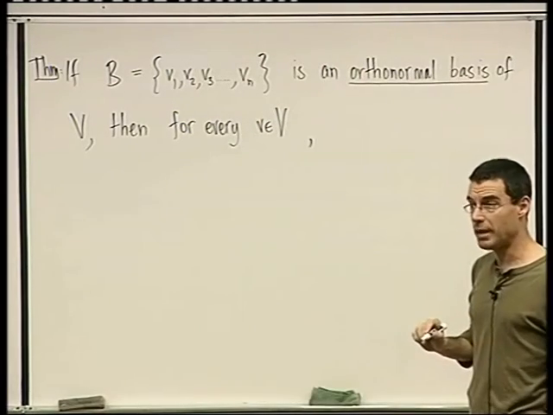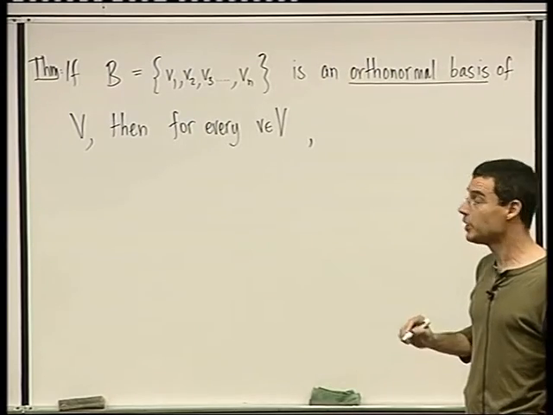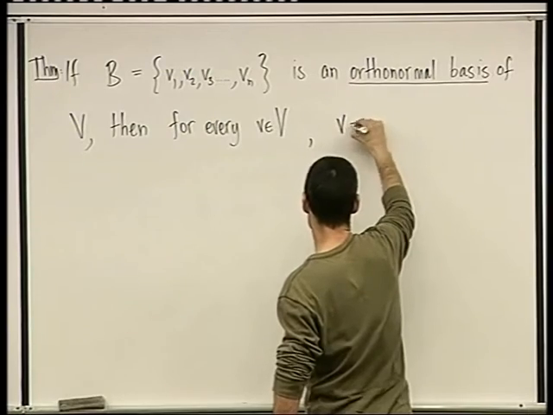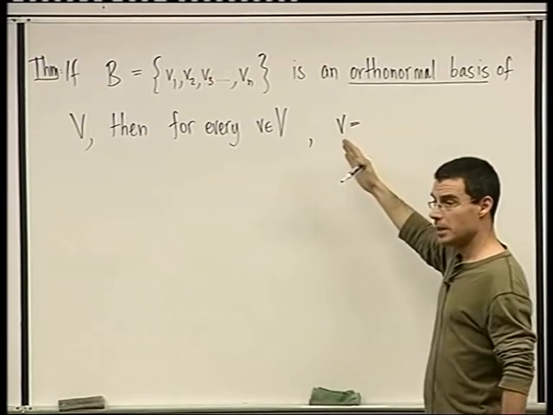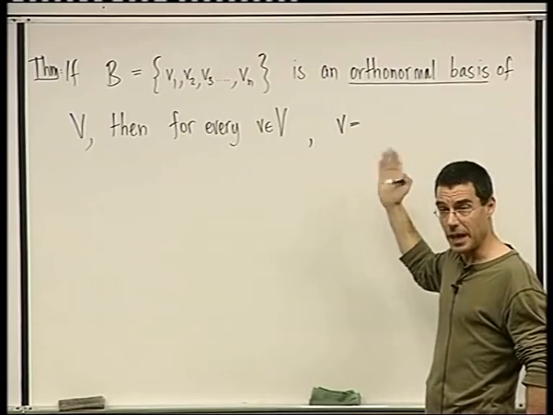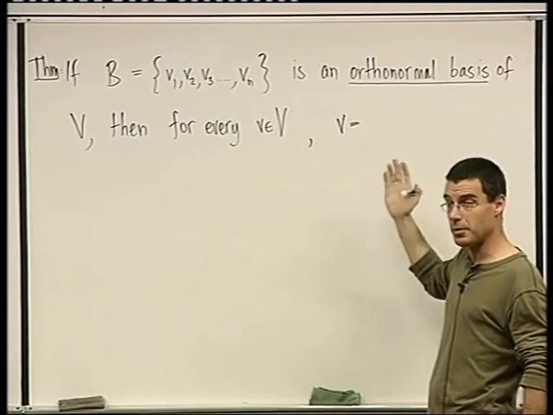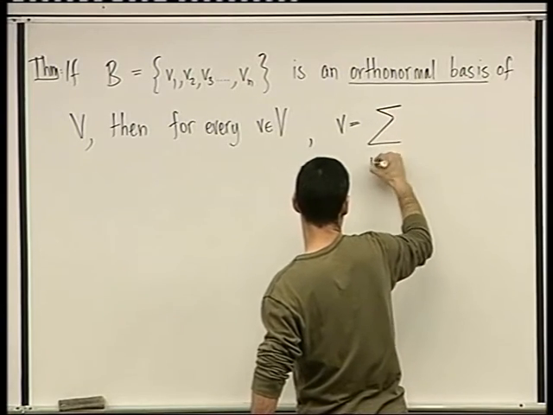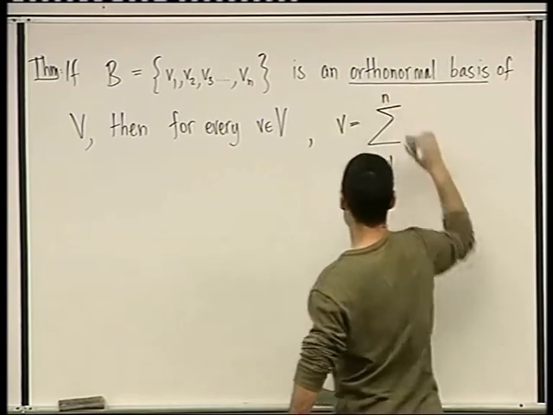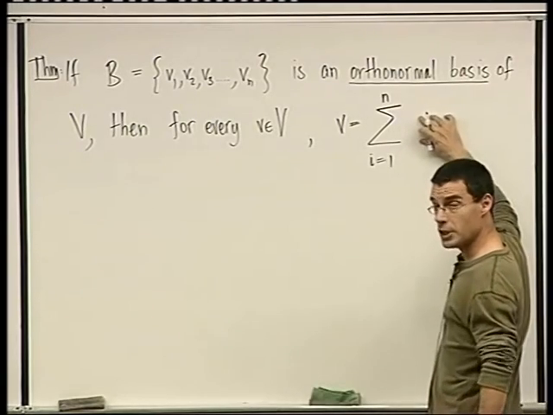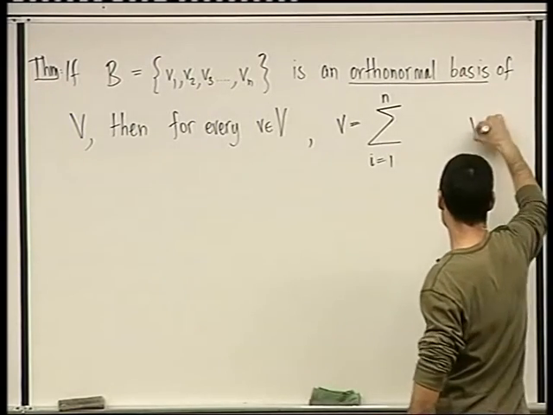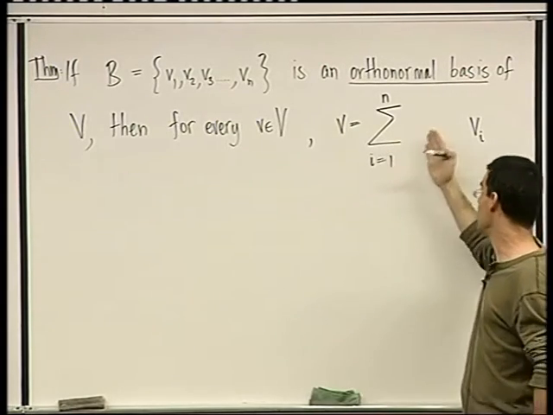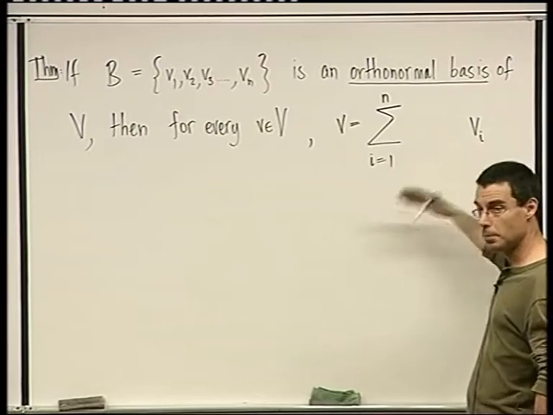I know exactly how to write it as a linear combination of the vi's, as follows. v equals the sum of alpha i's times vi's, right? Alpha 1 v1 plus alpha 2 v2 plus alpha 3 v3, etc. So I'm going to write it in summation notation: sum i equals 1 to n, where the coefficients are alpha i's times vi's. Do you agree? Every vector is alpha 1 v1 plus alpha 2 v2 plus alpha 3 v3.